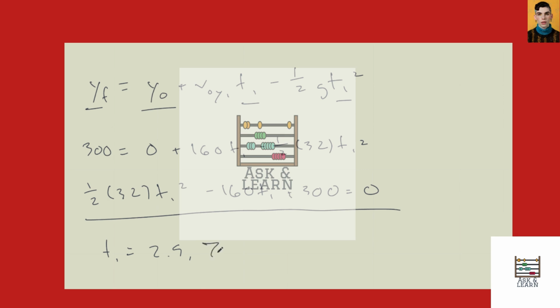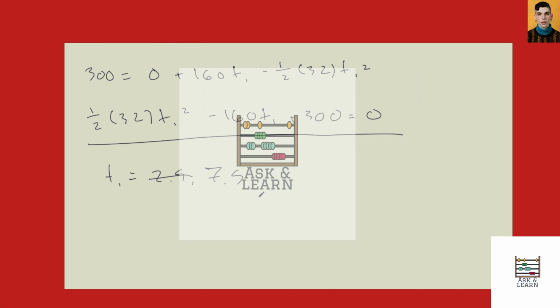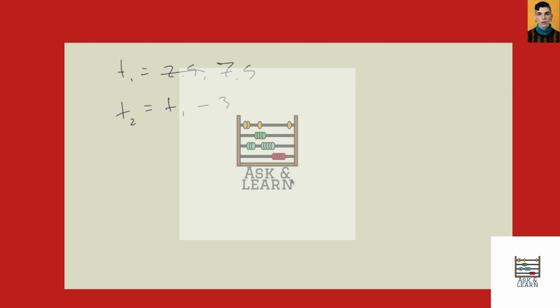7.5. Okay, now it can't be this one because the second ball takes 3 seconds to go up, so it wouldn't have time to meet up at this time. Okay, but also since the second ball is 3 seconds behind the first one, its time is T1 minus 3, okay? And also that means that its time is 7.5 minus 3, or 4.5, okay?